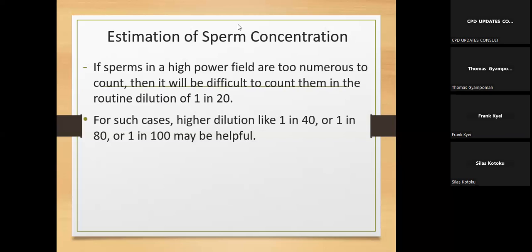I did a dilution, a suspension. I did a 1 in 20 dilution, and I saw that the sperms are too much. Even if I do a 1 in 40 dilution, it will still be too much. Rather, I'm going to do a 1 in 80 dilution. What step will you take? What dilution will you make from the 1 in 20 dilution?